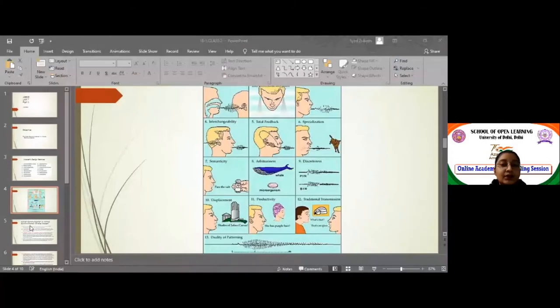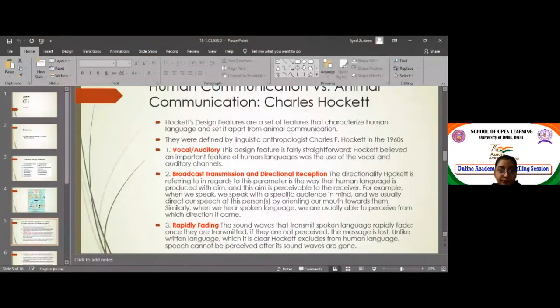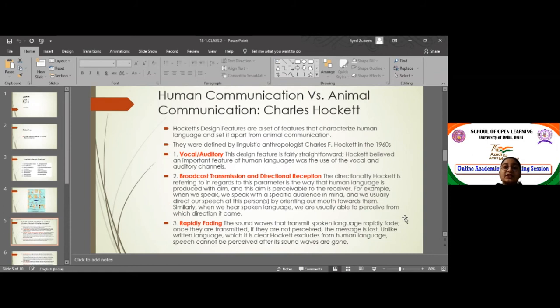All right, so let's start. What is human communication versus animal communication? Hockett's design features are a set of features that characterize human language and set it apart from animal communication. These were the different features that the linguistic anthropologist Charles F. Hockett came up with in the 1960s.